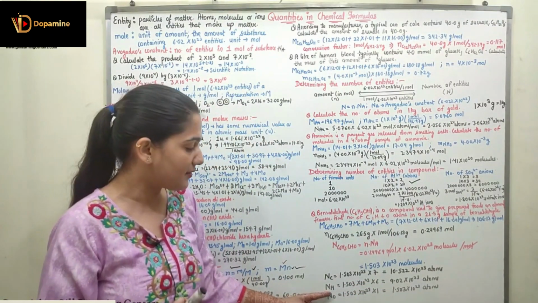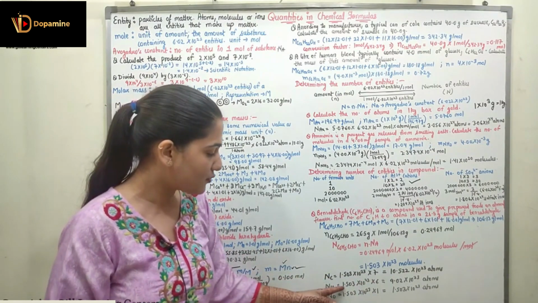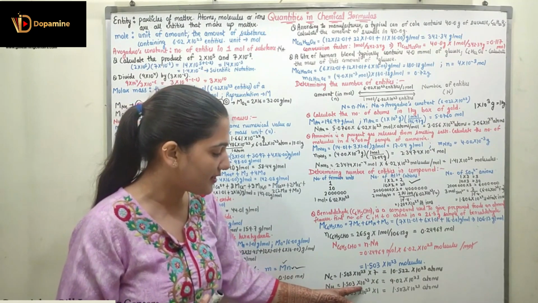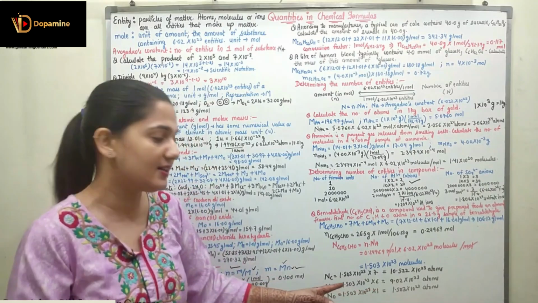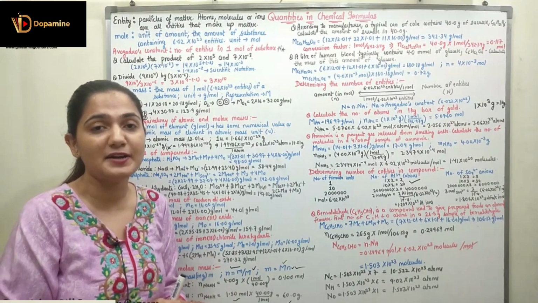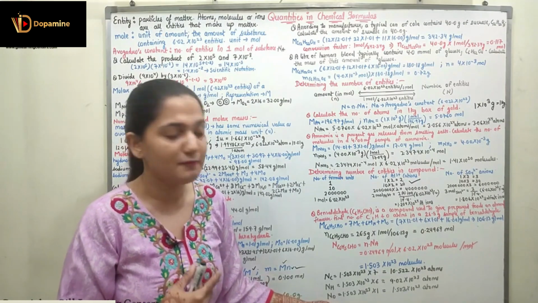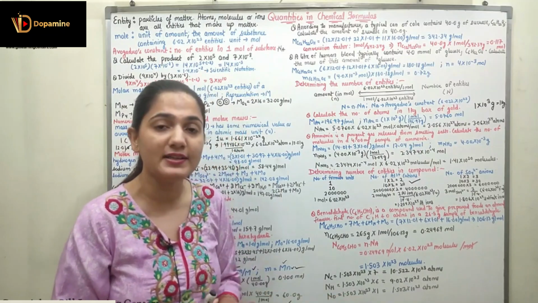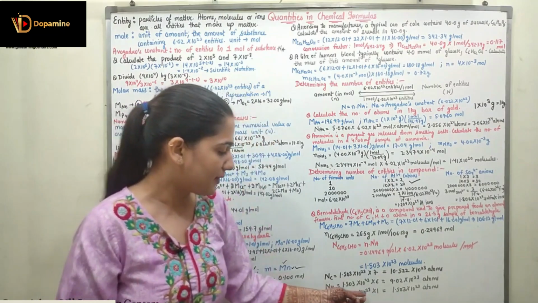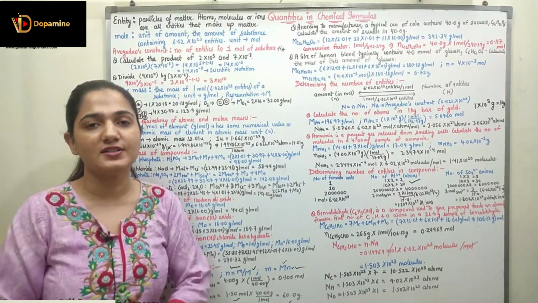Similarly, the number of hydrogen atoms will be equal to 6 times the number of benzaldehyde molecules, right? So we have the number of molecules of benzaldehyde as 1.503 into 10 raised to power 23, which is multiplied by 6 to get the number of hydrogen atoms, which is 9.02 into 10 raised to power 23 atoms. In one benzaldehyde molecule, I have only one oxygen atom, so the number of oxygen atoms in 1.503 into 10 raised to power 23 benzaldehyde molecules will be equal to the same 1.503 into 10 raised to power 23 atoms of oxygen, right? So in this manner, I hope you understood all of the questions and all of the concepts.